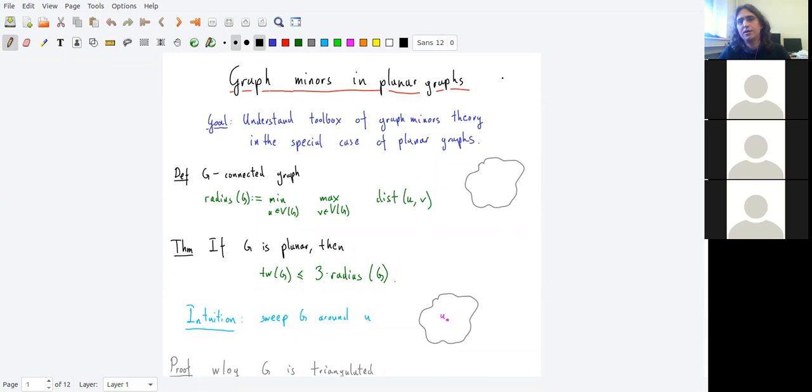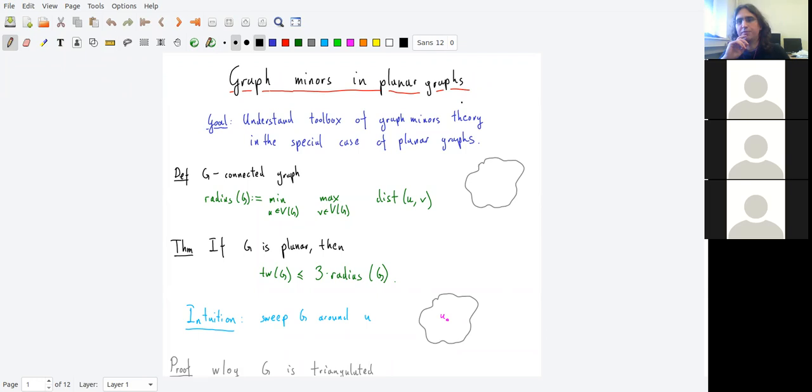They are a sort of important example of a graph class that is topologically constrained, and it is an important step in the proof of the graph minor theorem to prove this theorem for the particular case of planar graphs. And a lot of tools developed for graph minors work nicely in the context of planar graphs, in a way that can be exploited for further understanding of planar graphs.